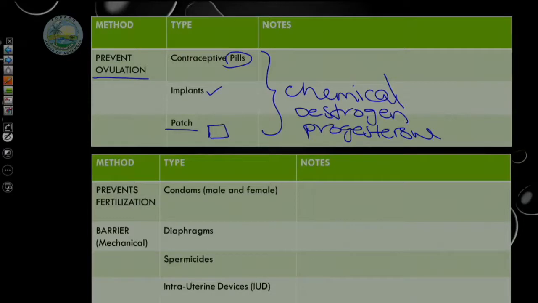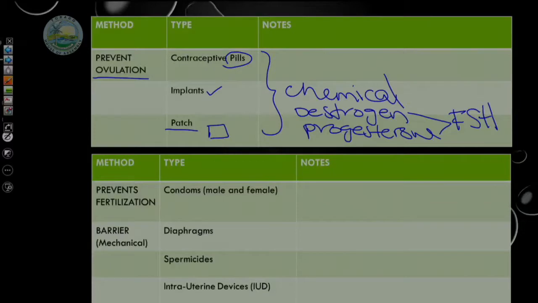Now, estrogen delays or prevents the secretion of FSH. And again, if that follicle stimulating hormone is kept on the down low, then it means that the follicle will not develop and a mature ovum will not develop. So that is how the contraceptive pills and implants and patches work.